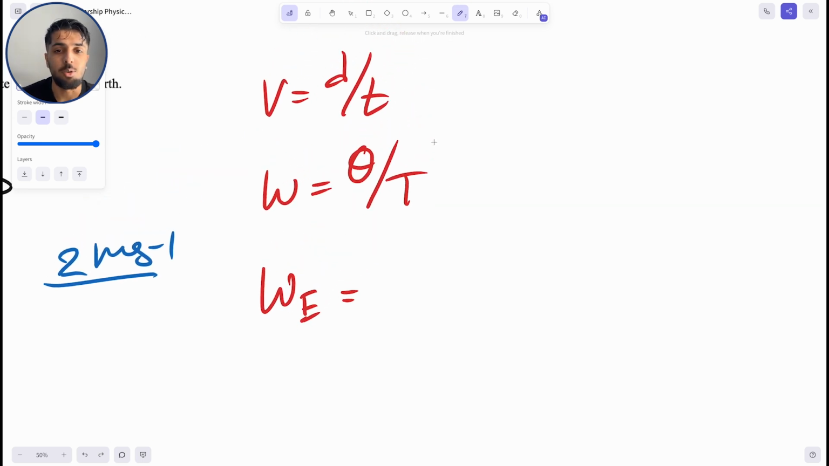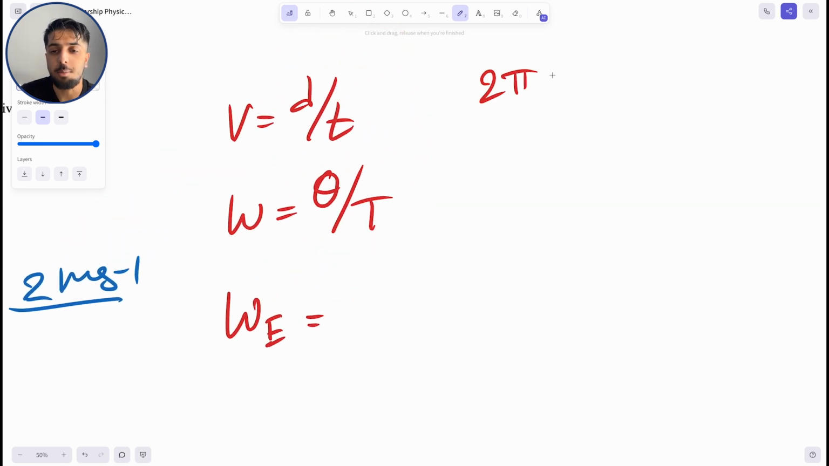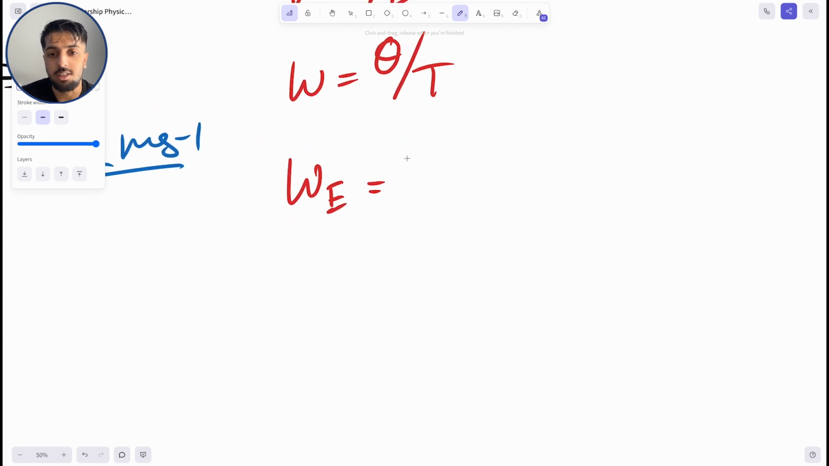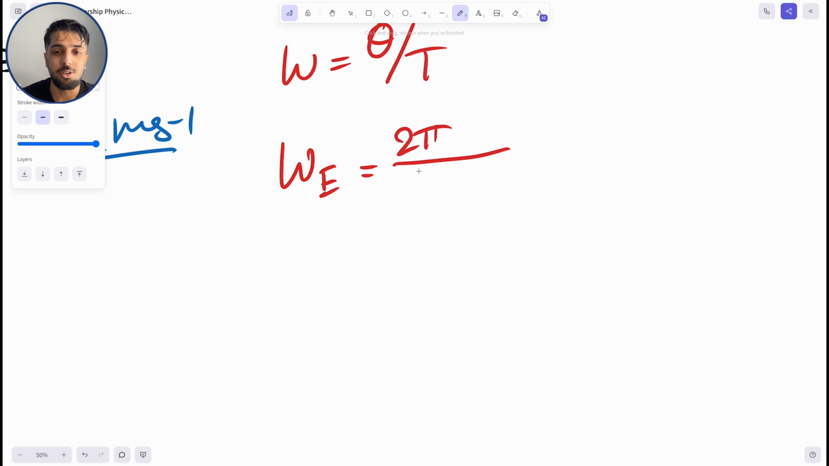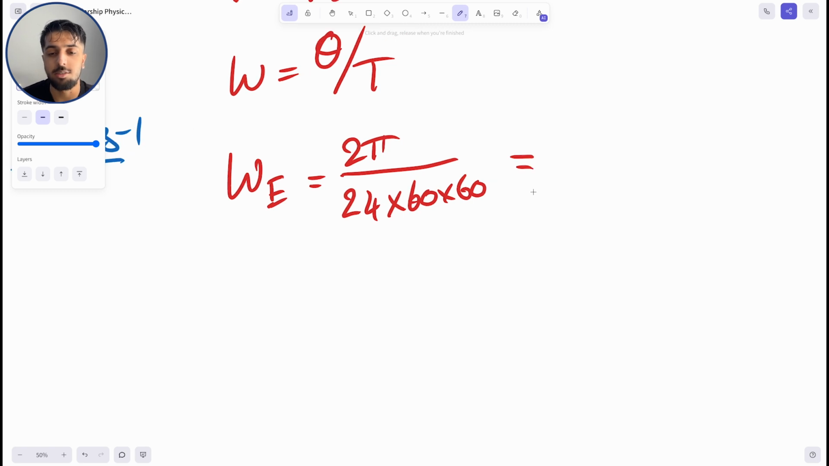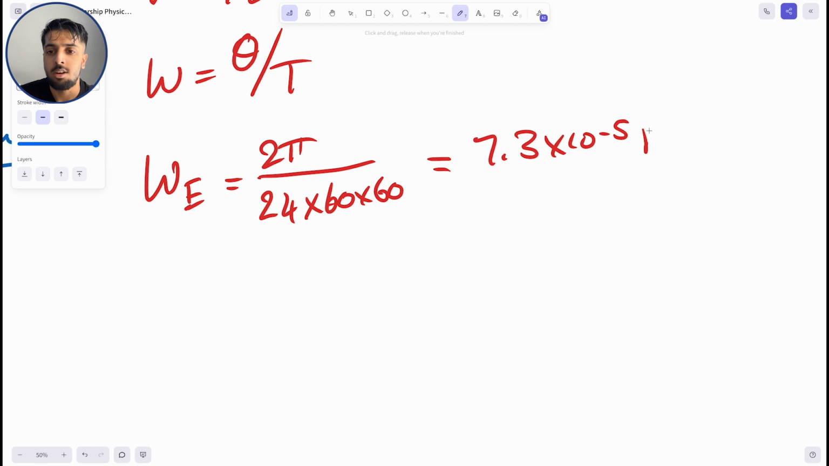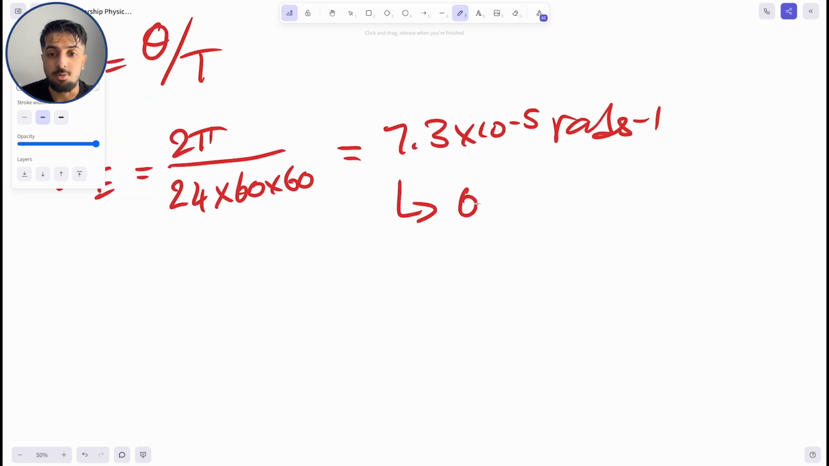Now, the angle for one full rotation is 2 pi radians, and therefore theta is 2 pi all over the period, which we know the period of the Earth is 24 hours. Now, making that into seconds, we can times it by 60 twice, and that gives us an angular velocity of 7.3 times 10 to the negative 5 radians per second. Now we can change this to 0.73 times 10 to the negative 4 radians per second. You'll see in a bit why we have done that.